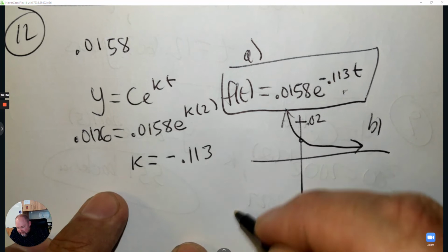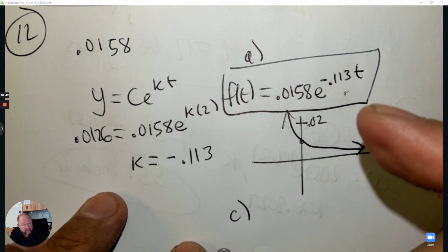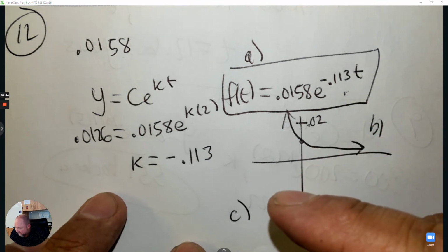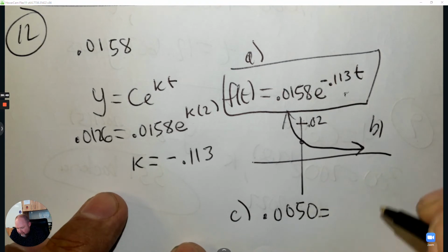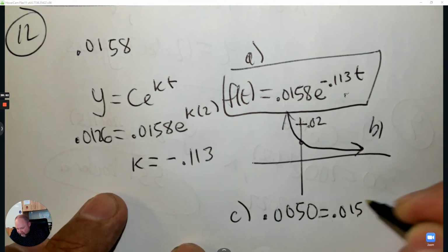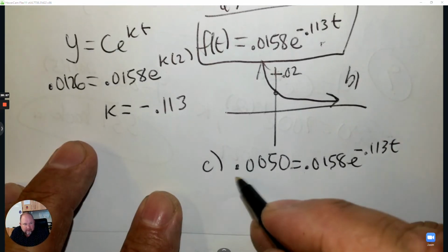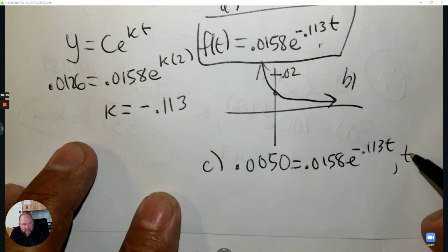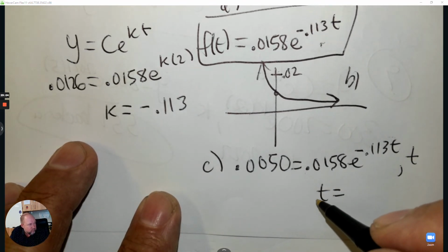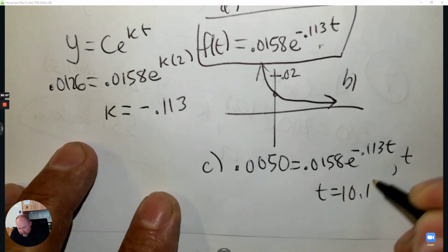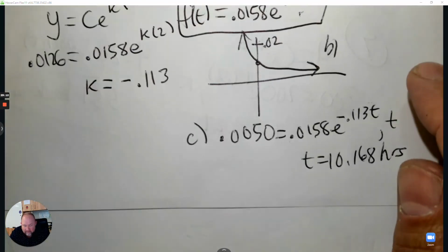That's B. C, find out how long it'll be before the patient can take off the medication. So that's when the blood amount is at 0.0050. That's in the story. Again, we're going to let the calculator do the hard work. We're just going to set it up. So how long until it becomes this amount? So type that in, comma T, and solve it. Press pause and see if you get the same answer as me. 10.168 hours. So just over 10 hours, it's going to go down to that amount.